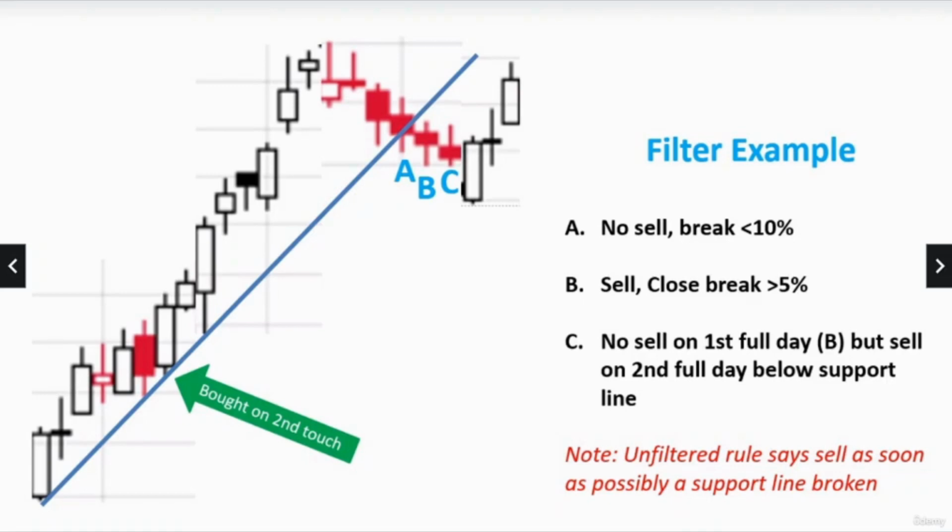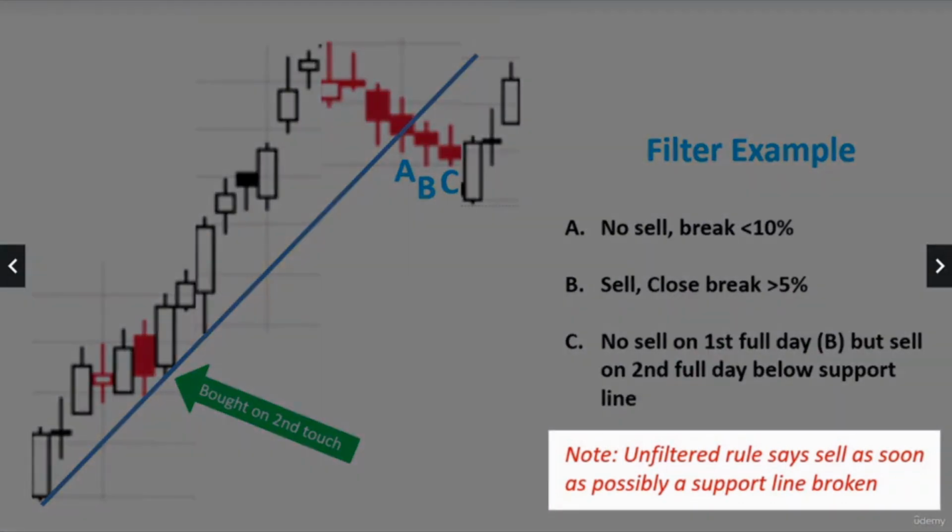You can see A was not a full day as far as the close being below the support line, right? Close to it. You can say maybe right on it. But the first full day we could say is B, not selling because that's our rule, our modified filter. And then the second day we're going to sell on the second full day, and so that's when we're selling on C. The unfiltered rule, without that, would say, okay, you're selling as soon as you're breaking that line.